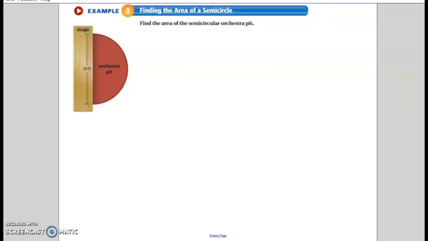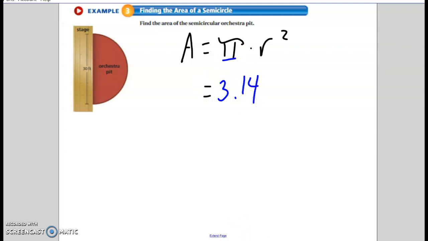Okay, last one. We're going to find the area of the semicircular orchestra pit. So we're going to find this area here. And again, remember area, so I would always start by going area is pi times the radius squared. We can do pi however we want this time. I'm going to go ahead and do pi is 3.14. Okay? Now I'm going to go times the radius squared.